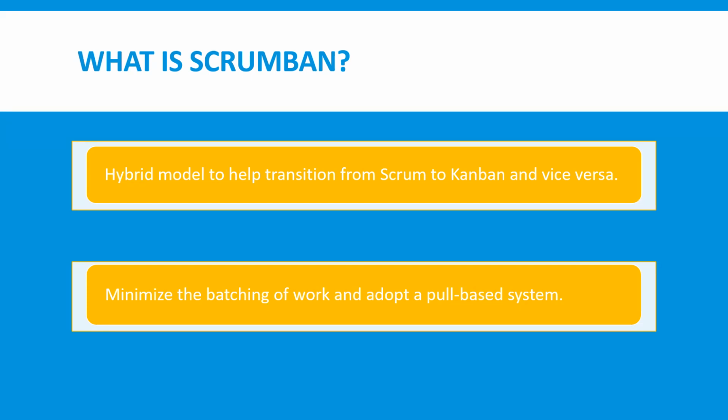a project where we have a mix and match of the Scrum and Kanban processes, but we have to deliver by taking something and leaving something behind. Okay, so let's start. So what is Scrumban? This is a hybrid model to help transition from Scrum to Kanban and vice versa.